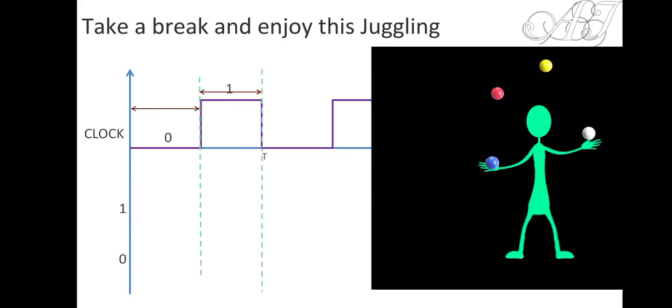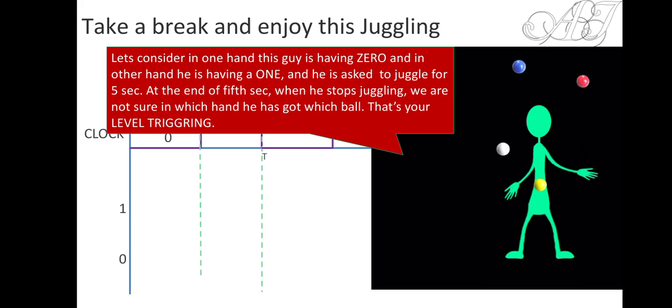For understanding that, have a look at this boy and consider, as of now in the figure, he's juggling 4 balls. But consider the scenario in which he is juggling only 2 balls. Okay, and in one ball we have written 0, and in the other ball I have written 1. Okay, and I have asked him to start the juggling at any particular time and to juggle the balls for 5 seconds. Okay, so what will happen at the end of 5th second? We are not sure when we will ask him to stop. We are not sure in which hand he has got which ball.